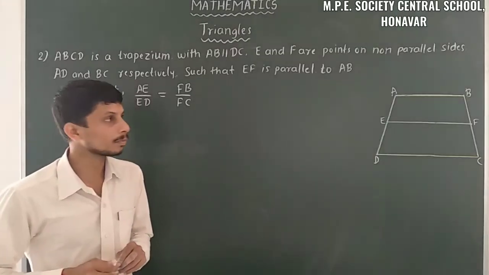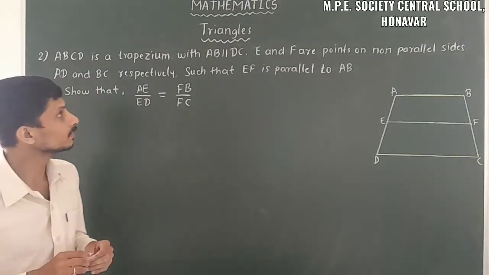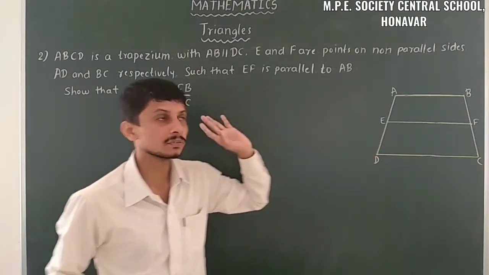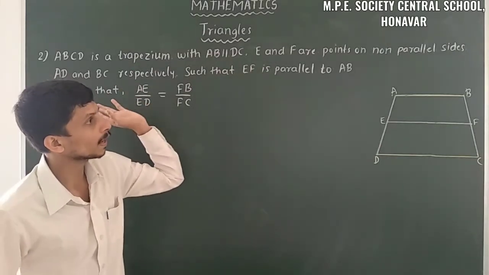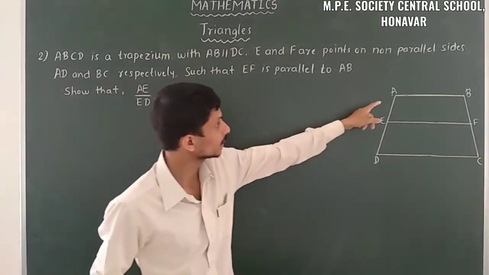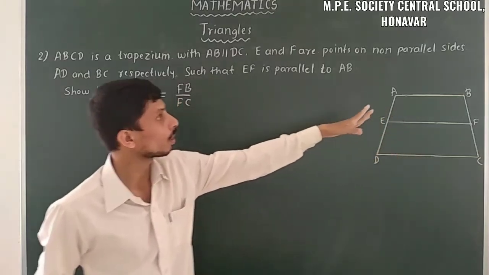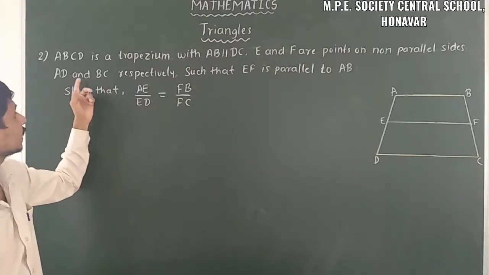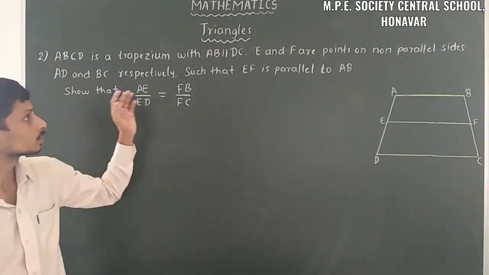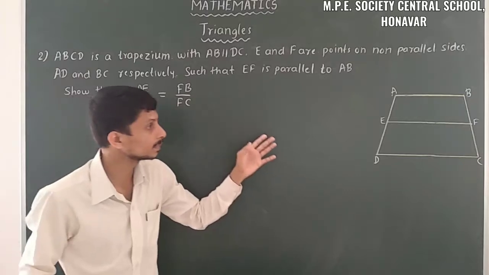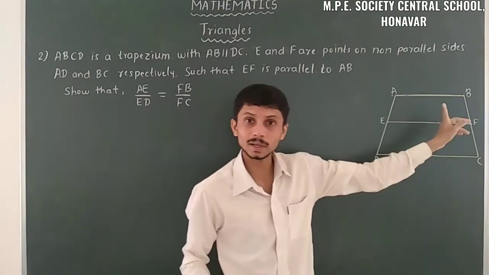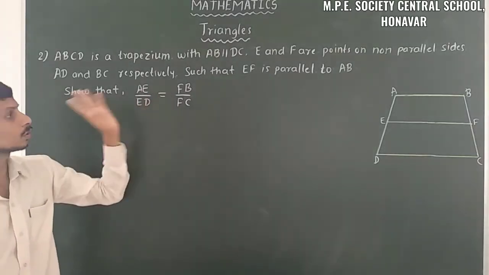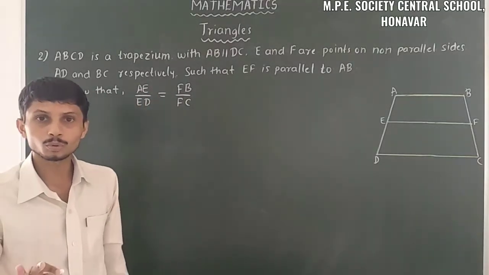So let us take the second problem here. ABCD is a trapezium with AB parallel to DC. E and F are points on the non-parallel sides, which means AD and BC are the non-parallel sides here. E and F are those two points on AD and BC respectively, such that EF is parallel to AB. That means it is given that EF is also parallel to AB. Then we have to show that AE by ED is equal to FB by FC. We have to prove this.